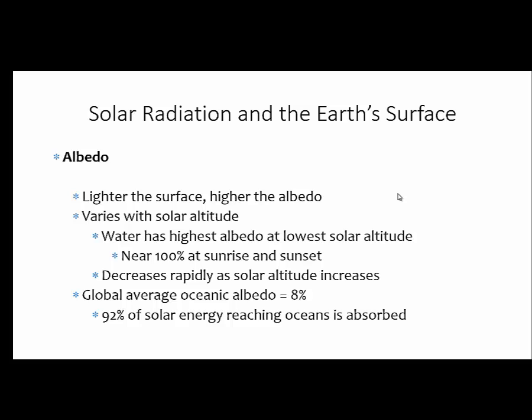The global average oceanic albedo is 8%. That means 92% of shortwave solar radiation is absorbed by our oceans. They become a big repository of the sun's energy. A lot of heat in our oceans. All right.